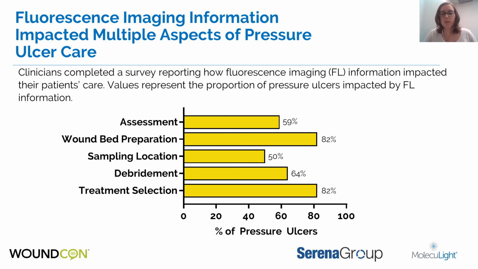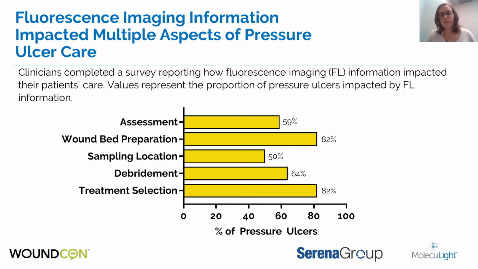Clinicians noted that they changed their sampling location 50% of the time. So they went to sample in a different region than they would have based on clinical signs and symptoms. Because if you do take a sample in a region of red or cyan, the positive predictive value is greater than 95%. So you can eliminate these false negative samples. Debridement was heavily influenced in over 64% of the wounds.